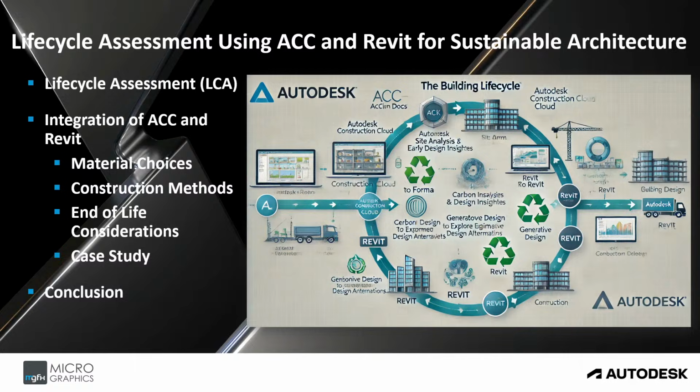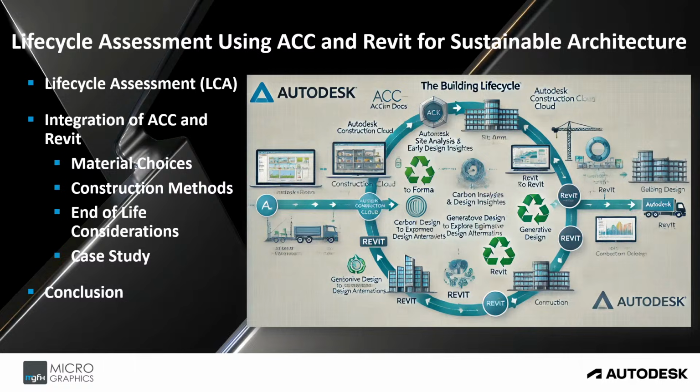Construction waste reduction. By evaluating the environmental impact of construction methods, ACC allows teams to choose techniques that reduce waste. Prefabrication, for example, produces components off-site in a controlled environment, significantly reducing on-site waste and optimizing material use. This approach is often more sustainable than traditional construction methods and can be monitored and tracked through the ACC.